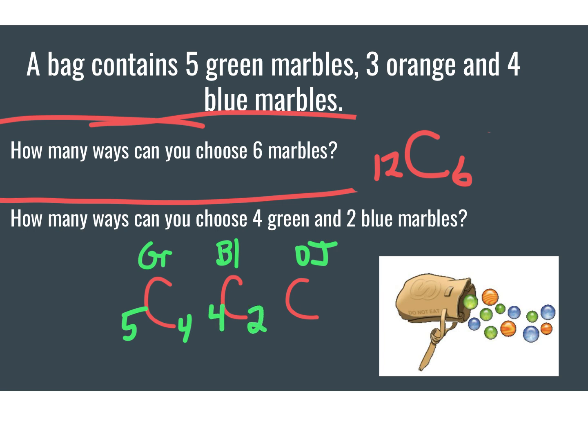And what does that mean for the OJs? Well, there's 3 of them, and I'm choosing how many? 0. If this bothers you, it's going to change the answer. It's not, because it just comes out to 1. So 5C4 times 4C2.